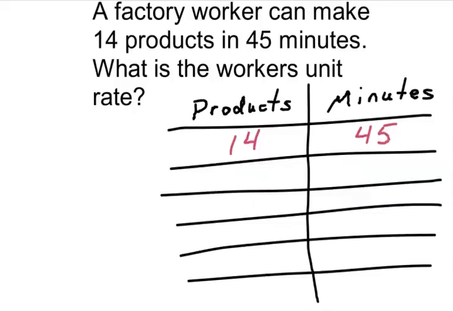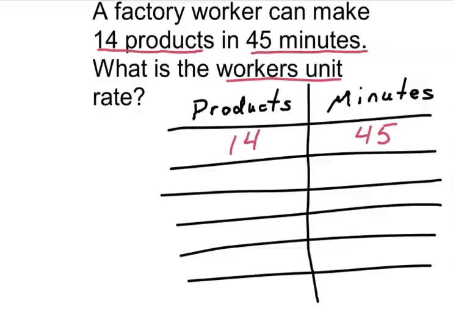A factory worker can make 14 products in 45 minutes. What is the worker's unit rate? Which means how much time does it take for one product? Okay, so how many minutes for one product?